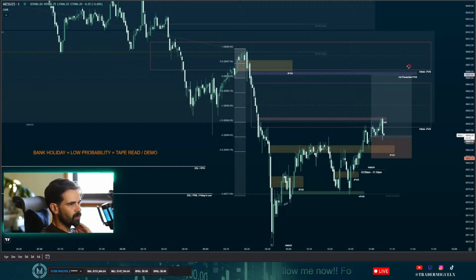Let's see if this was just a purge of liquidity, but it doesn't seem like that because, at this point, we have an SMT right at the top in between ES and NQ. Let's just wait a bit more.